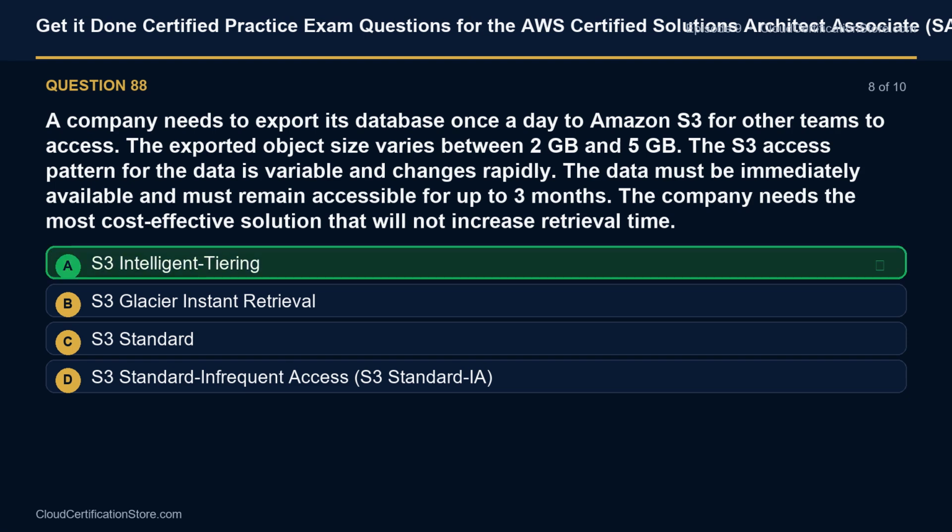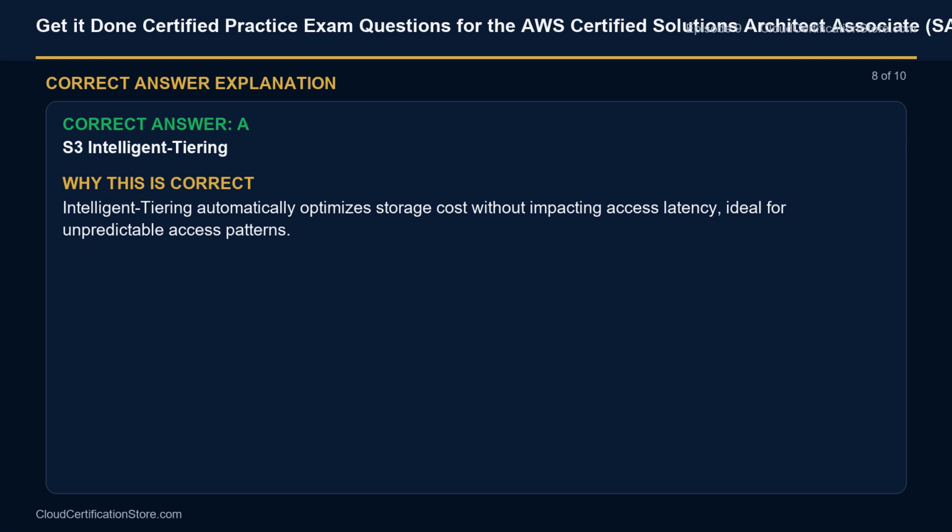The correct answer is A. S3 Intelligent-Tiering. Explanation: Intelligent-Tiering automatically optimizes storage cost without impacting access latency, ideal for unpredictable access patterns.